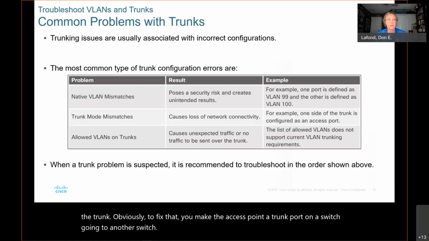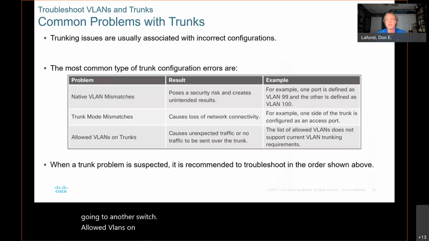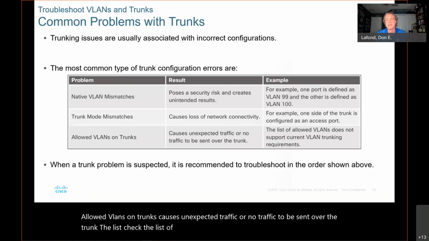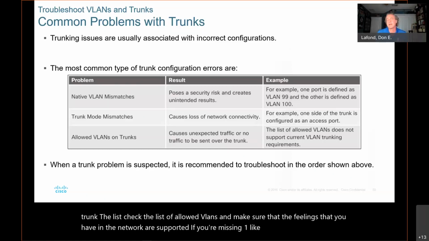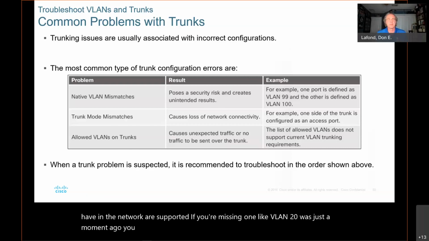Allowed VLANs on trunks cause unexpected traffic or no traffic to be sent over the trunk. Check the list of allowed VLANs and make sure that the VLANs that you have in the network are supported. If you're missing one, like VLAN 20 was just a moment ago, you add it. When a trunk problem is suspected, it is recommended to troubleshoot in the order shown above.